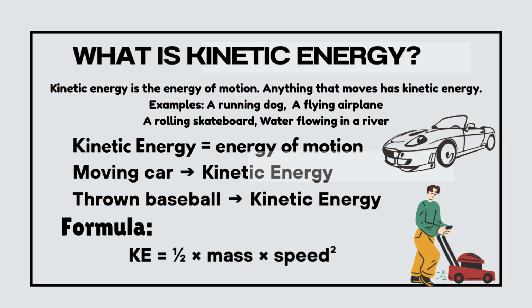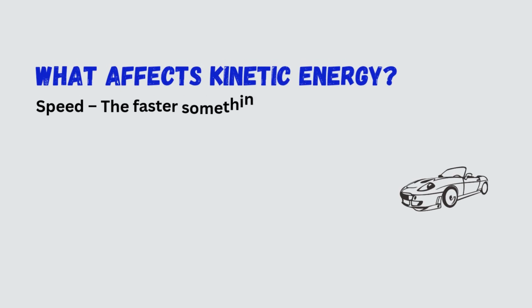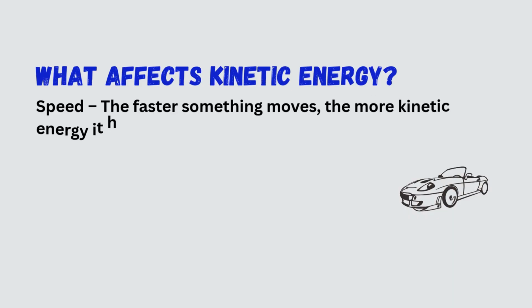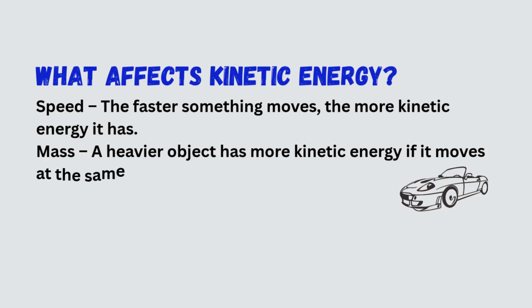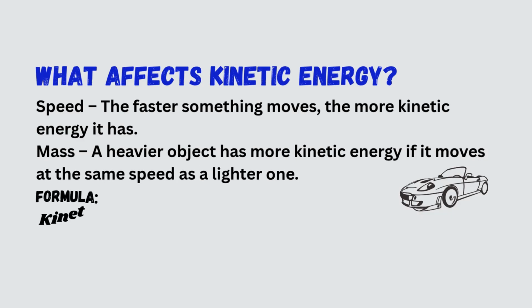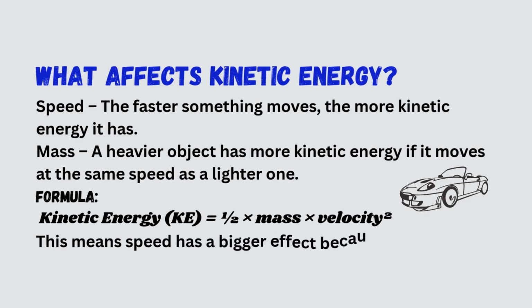So here is the formula: kinetic energy equals half times mass times speed squared. That means here is what affects kinetic energy. That is speed: the faster something moves, the more kinetic energy it has. And mass: a heavier object has more kinetic energy than a lighter one moving at the same speed. Speed has a bigger effect because it's squared.